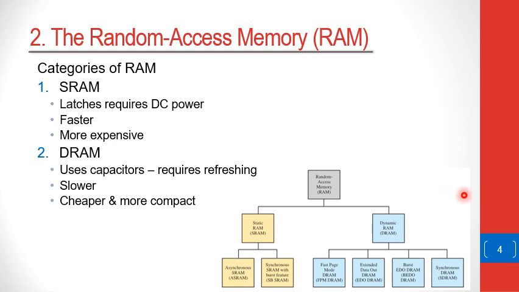There are also four types of DRAM that are available. The first type is the fast page mode DRAM. The second type is the extended data DRAM, the burst RAM, and then the synchronous DRAM.